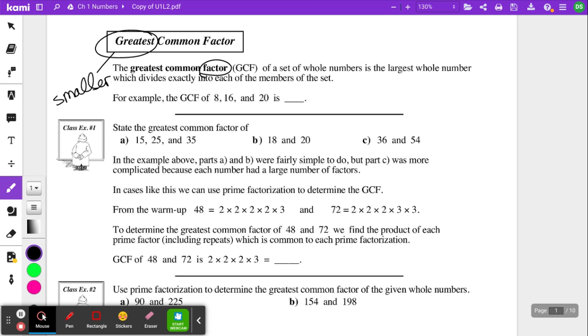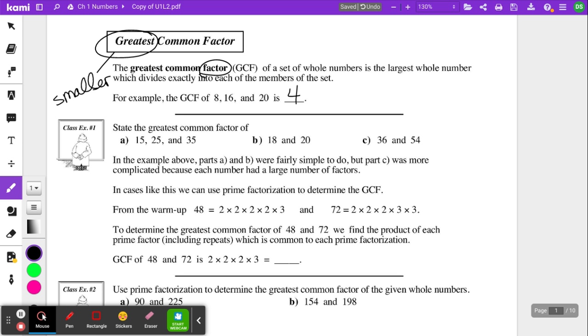Anybody know what the greatest common factor of 8, 16, and 20 would be? Now remember, factors are pieces. I got 4. Is that true? That's the biggest one I can find. Now, is 2 a common factor? Yes, but 4 is bigger, so we're going to pick the biggest piece. Get it? Okay, so 4 is the answer, good call. So 4 is the greatest common factor of 8, 16, and 20.